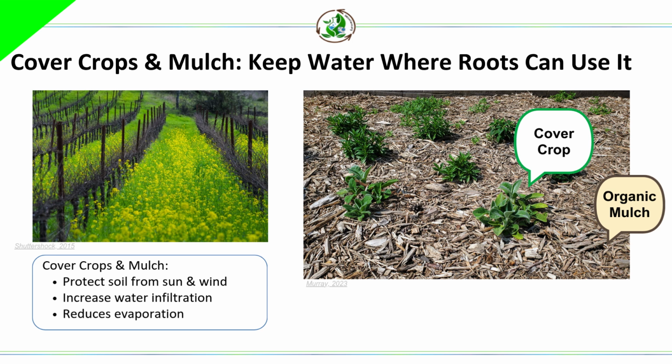Let's focus on the main benefits of cover crops and organic mulch. Both cover crops and mulch help protect the soil from sun and wind, which prevents it from drying out too quickly. They also increase water infiltration, meaning more water can soak into the soil and reach plant roots instead of running off the surface. Finally, they reduce evaporation, keeping more moisture in the soil for plants to use. So, whether it's living plants between crops or a layer of organic material on top, both strategies help keep water where roots can access it efficiently.